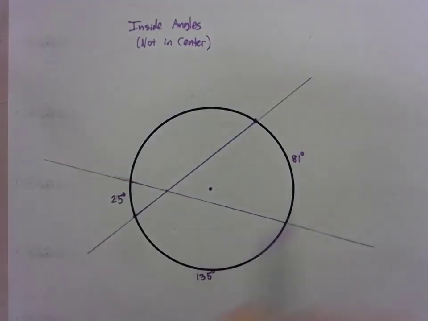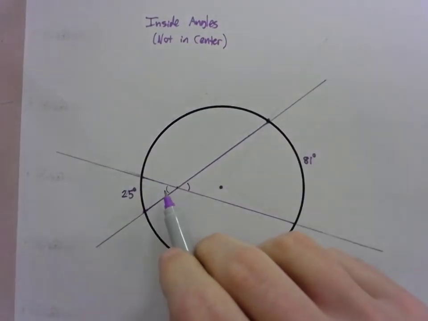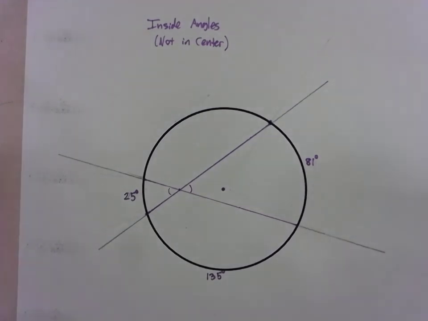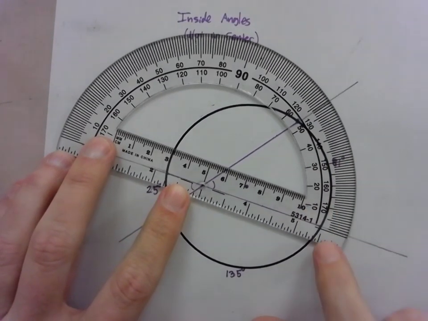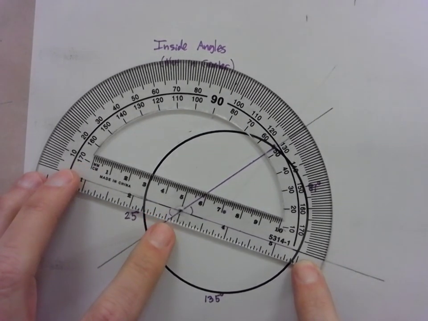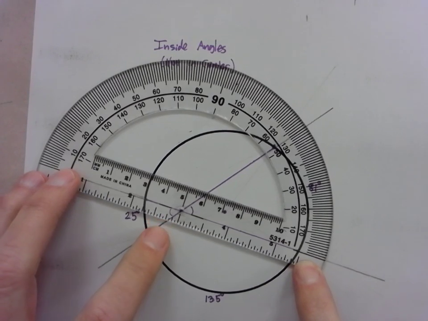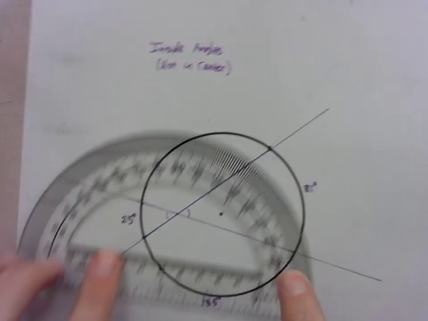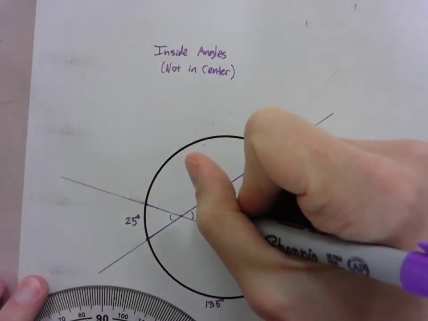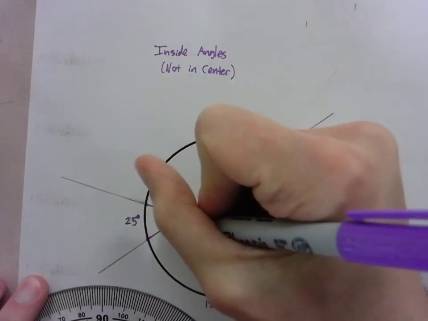If I want to know what these two angles are, first of all, they're congruent. They're vertical angles. So that angle is going to be the same measure as that angle. Let's do a quick measure so we can verify that. If I measure this angle, I'm going to get about 53 degrees. And therefore, this angle should also be 53 degrees. I'm not going to remeasure that.